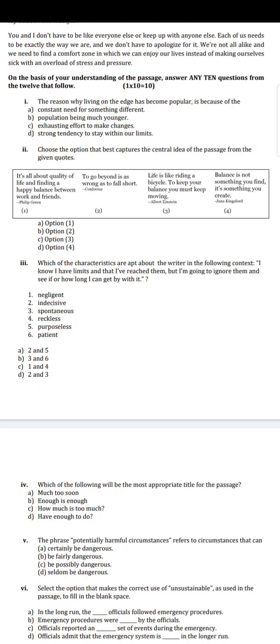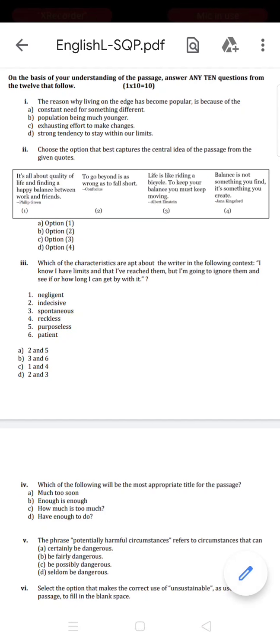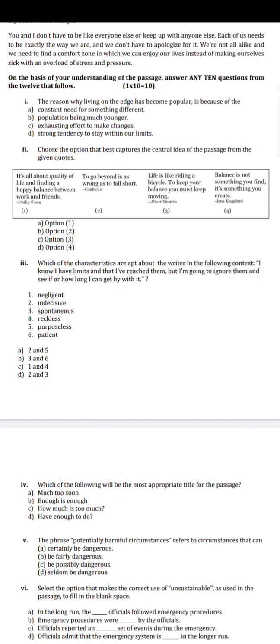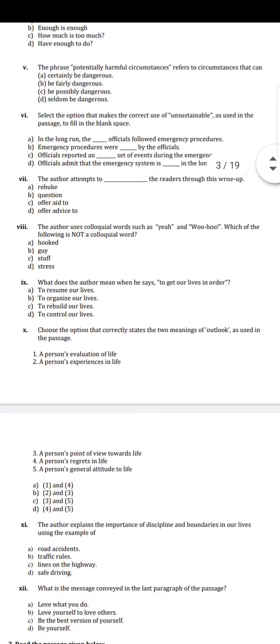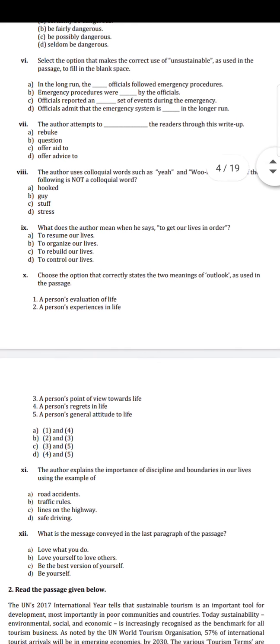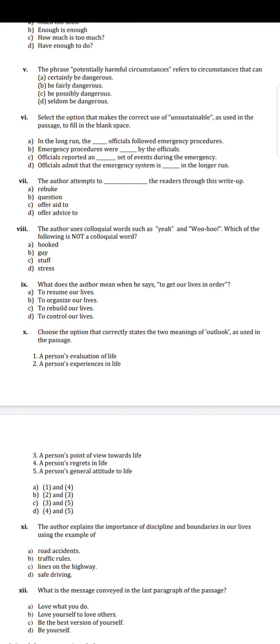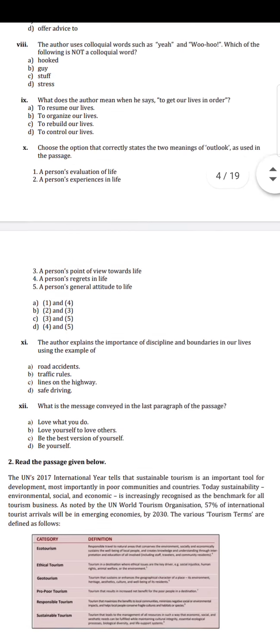You can see here, if I give an example, just look at the first question. The reason why living on the edge has become popular is because of: four options are given: constant need for something different, population being much younger, exhausting effort to make changes, strong tendency to stay within our limits. You have to choose one and write the answer. Similarly, you have 12 such questions given to you. You have to do only 10, 1 mark each, 10 marks.